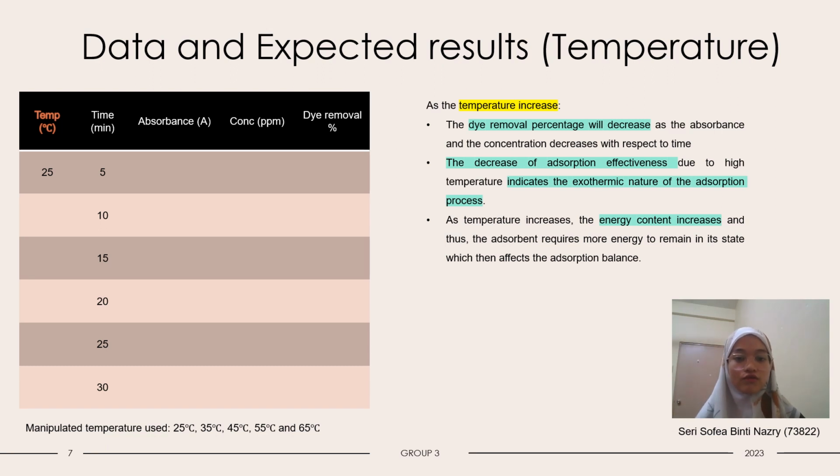The decrease of adsorption effectiveness due to high temperature indicates the exothermic nature of the adsorption process. In addition, as temperature increases, the energy content will also increase, and thus the adsorbent requires more energy to remain in its state, which then affects the adsorption balance.